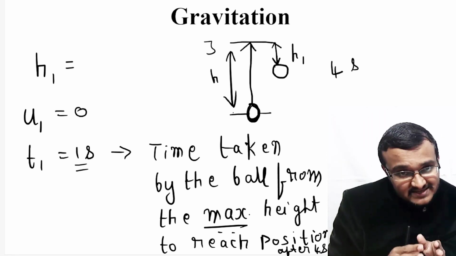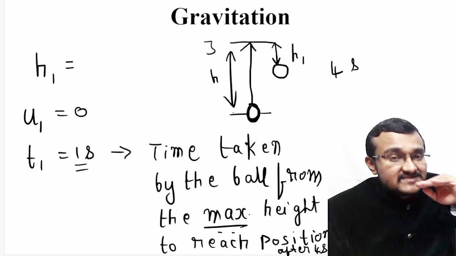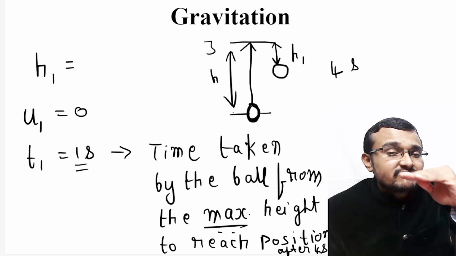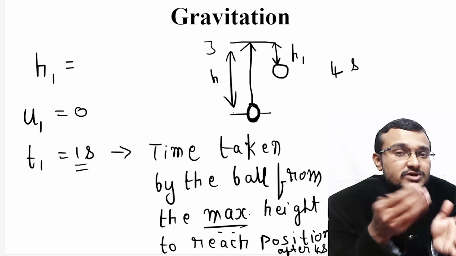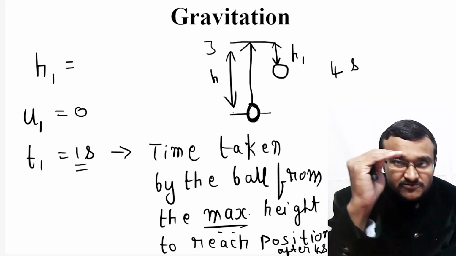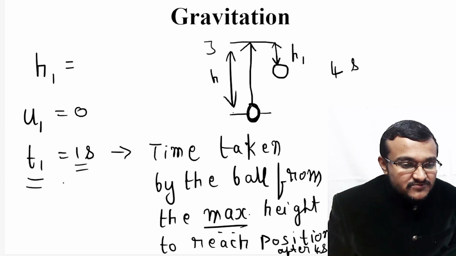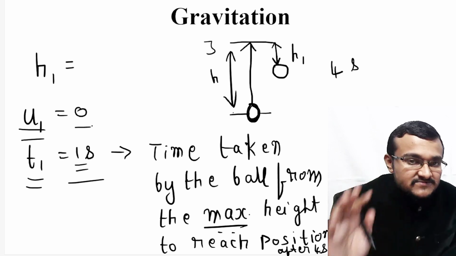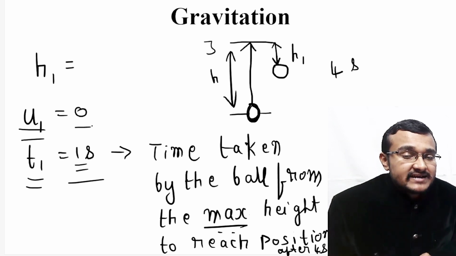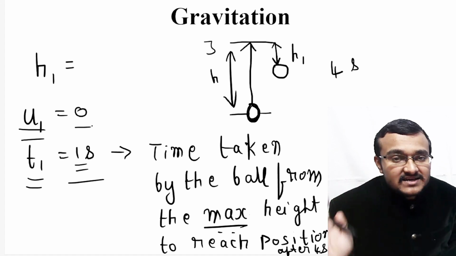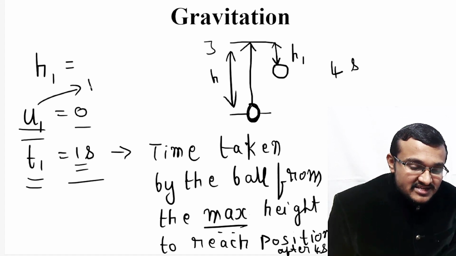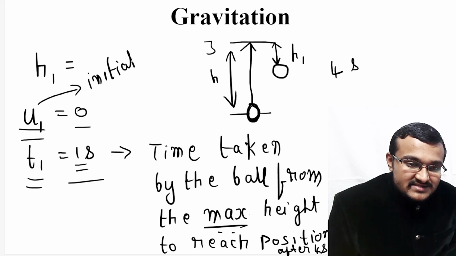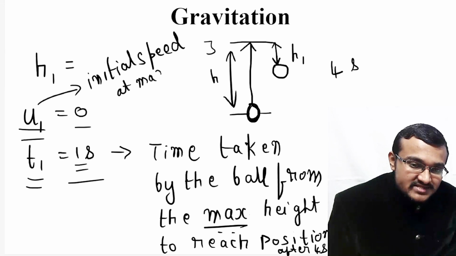The total time is 6 seconds. To reach the maximum height it is 3 seconds. From that maximum height it has taken 1 more second, so that will be a total of 4 seconds to reach a particular position. So from the maximum height it is 1 second. That's why t1 is 1 second and u1 is 0, because at maximum height it stays for some time. So its initial speed from that particular maximum height, that is u1, is 0. This u1 is the initial speed at maximum height.